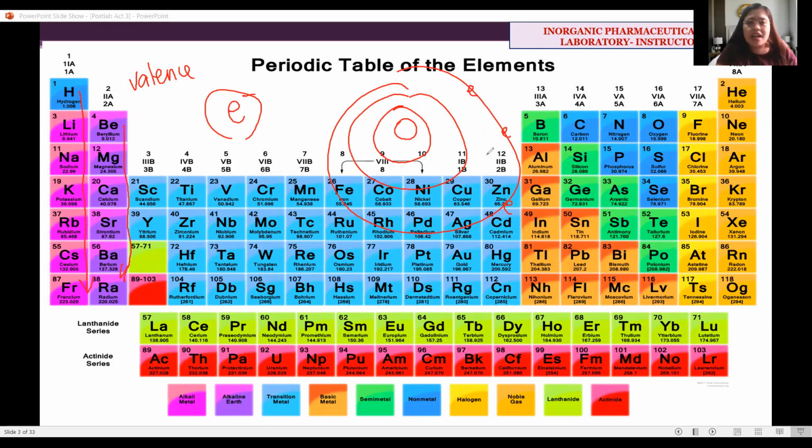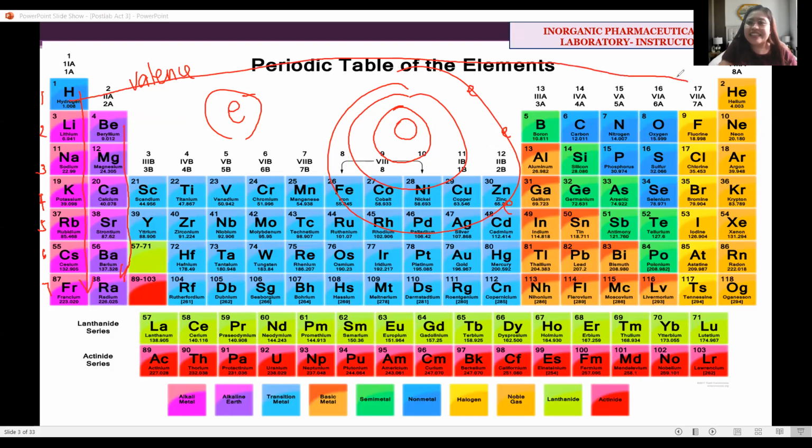What is their similarity when they are being grouped together as one group or one family? Now, the other classification of the elements in the periodic table is what we call the period. You can see the periods here because when you say period, it's the horizontal arrangement or grouping of the periodic table.